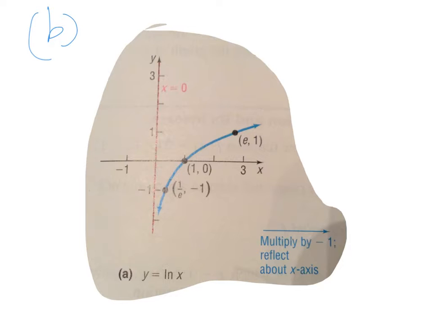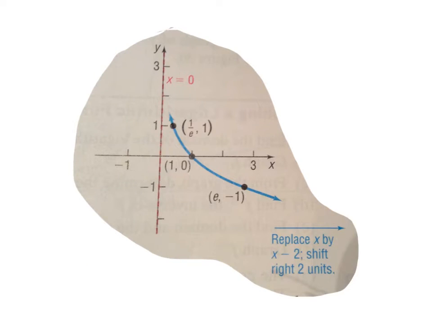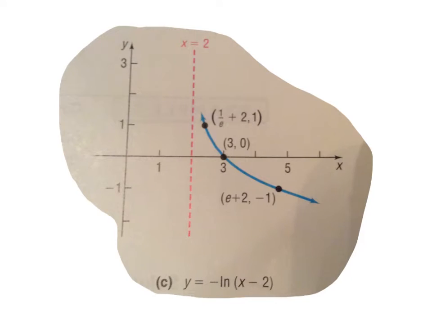Alright, for part B, let's start with just ln of x. So you start off with just the graph of ln of x, and you have to multiply it by -1 to get negative ln of x, so that would just flip it across the x-axis. Like so. You see now how it's been flipped across the x-axis. And if it's x minus 2, that means the graph is shifted 2 units to the right, which would give you this as your final graph.